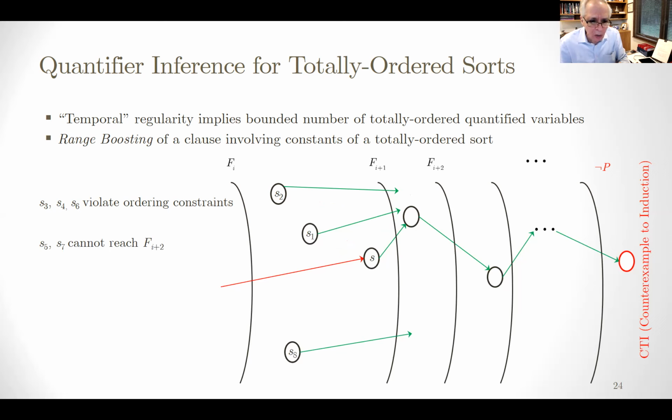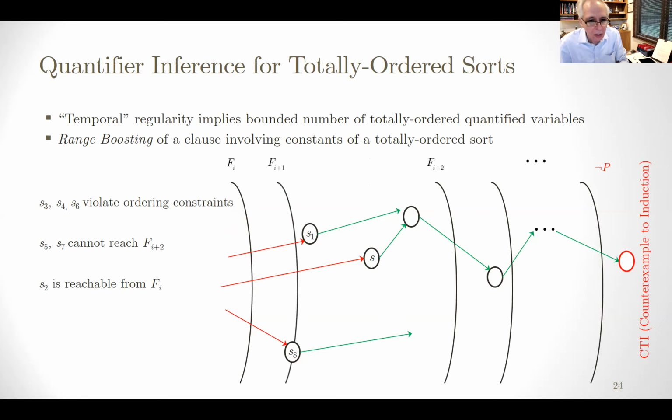And then finally, of the remaining ones, we find that S2 is reachable from an earlier frame. So it cannot be eliminated. So again, that requires a SAT query to determine that S2 has to go away. And then we remove that. And then the remaining ones now are equivalent to S, and I can then refine the frame with them, okay? So it's a bit more work when we have totally ordered sorts, but it's basically the same procedure of removing a collection of states rather than just single states.